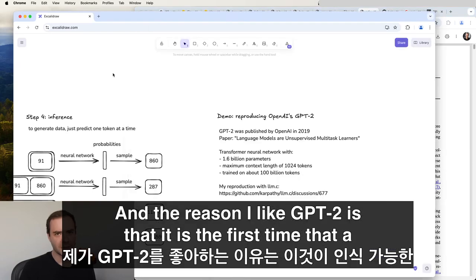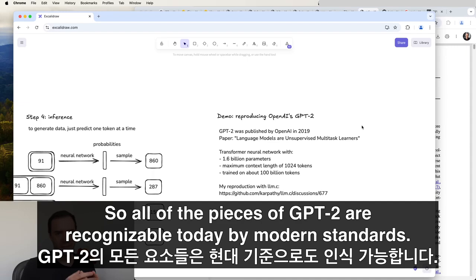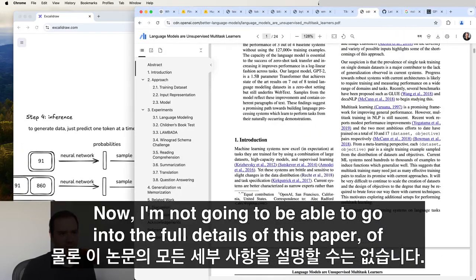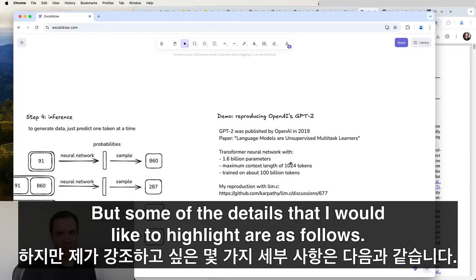And the reason I like GPT-2 is that it is the first time that a recognizably modern stack came together. So all of the pieces of GPT-2 are recognizable today by modern standards. It's just everything has gotten bigger. Now, I'm not going to be able to go into the full details of this paper, of course, because it is a technical publication, but some of the details that I would like to highlight are as follows.